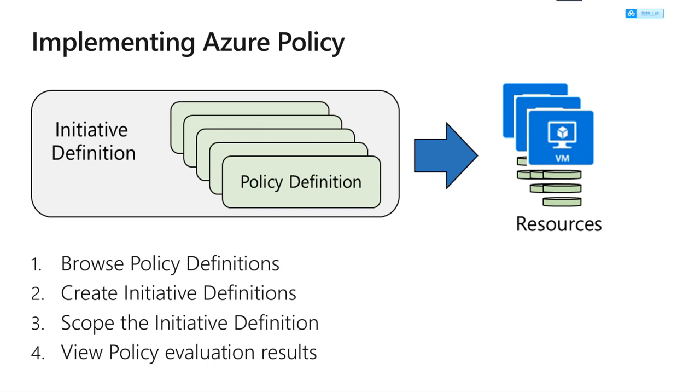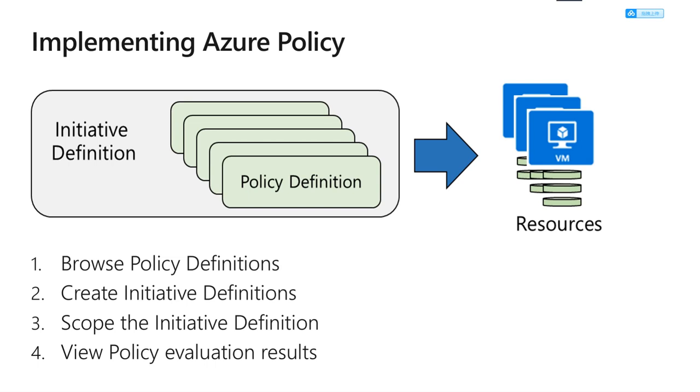And second, create initiative definitions. An initiative definition is a set of policy definitions to help track your compliance state for a larger goal. For example, ensuring a branch office is compliant, right? Same as when you are deploying a read-only domain controller somewhere, right?